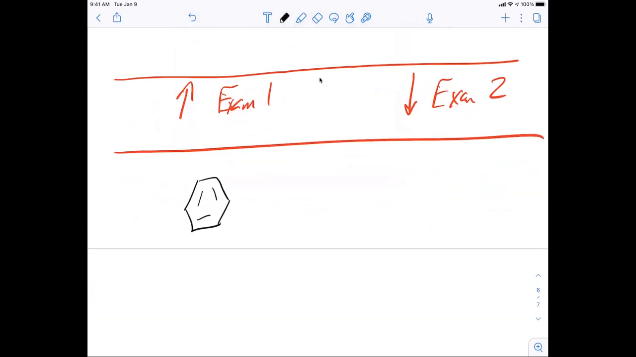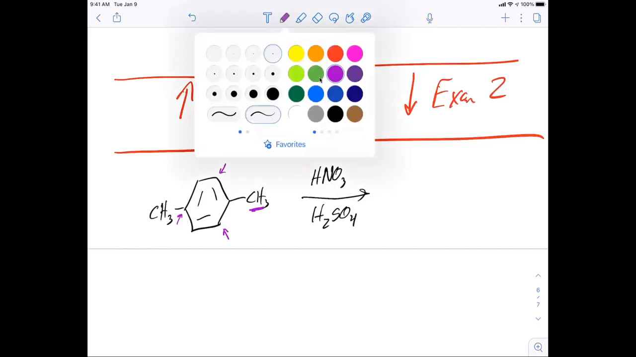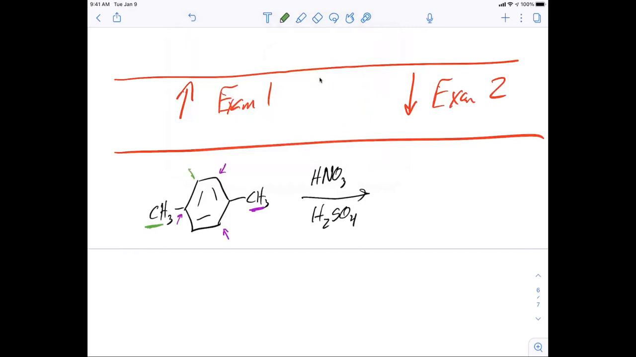So whenever we have two groups, and we've already foreshadowed this a little bit, the question then is, what's the directing effect? Is that going to give me more products? Am I going to have synergy? Am I going to have competition? If we look at this methyl here, it's going to be pointing to this position, that position, and this position, which is occupied, so I don't have to worry about it. And then this methyl is going to be pointing to this position, and that position, which is occupied, so I don't have to worry about it.